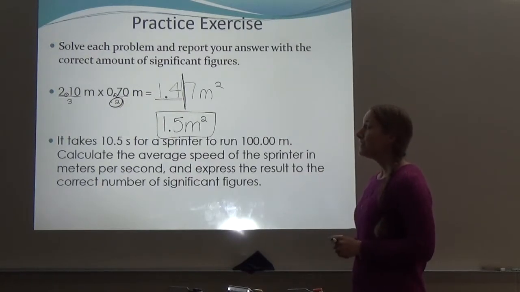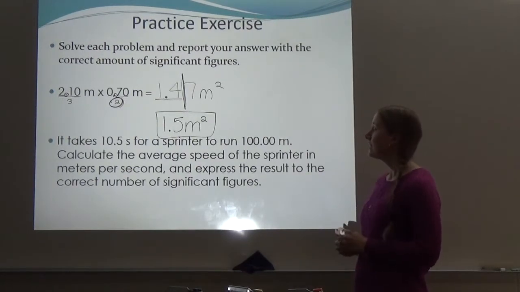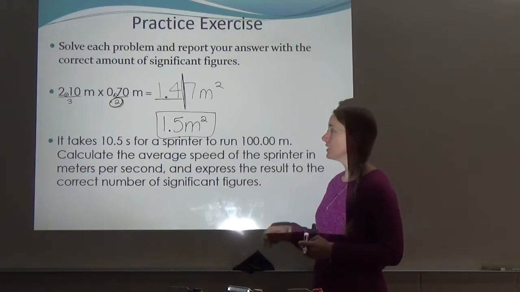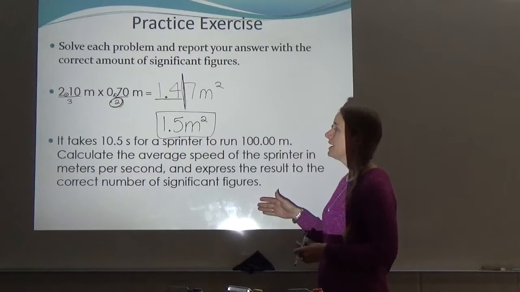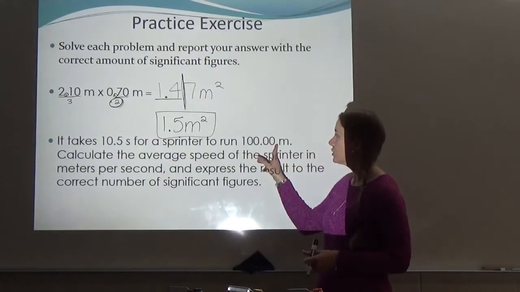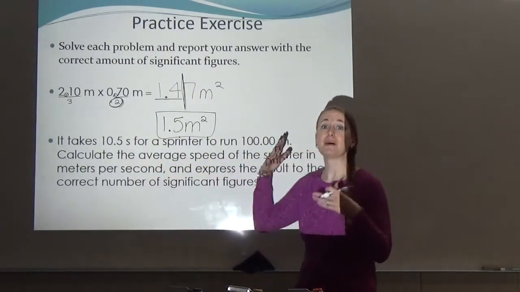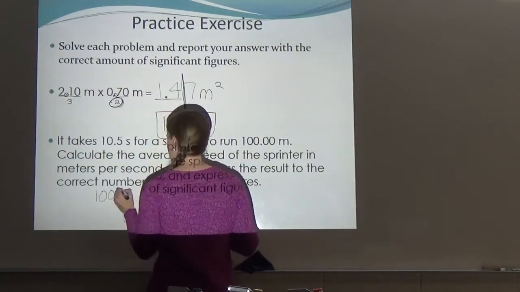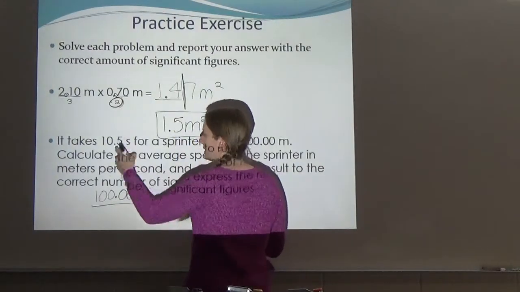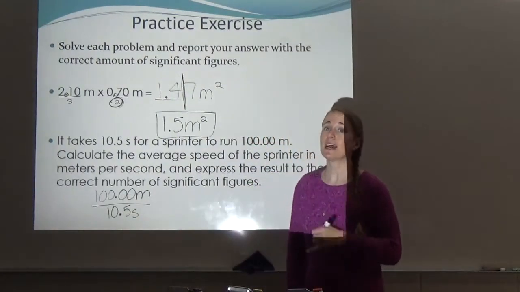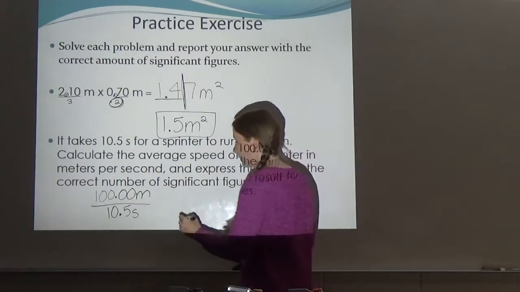It says it takes 10.5 seconds for a sprinter to run 100 meters. Calculate the average speed of the sprinter in meters per second and express the result to the correct number of significant figures. First of all, hopefully you already know speed is distance over time. If you didn't, they give you the hint of meters per second. That means my meters should be on top, my seconds should be on bottom. I'm dividing. So I'm going to do 100.00 meters divided by 10.5 seconds. See, this 0.00 actually becomes important when you're looking at significant figures.